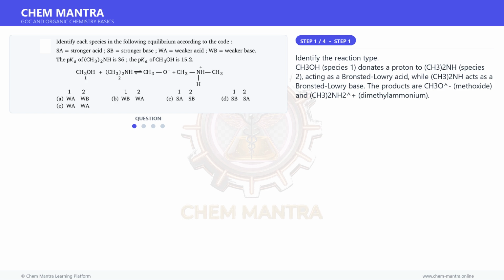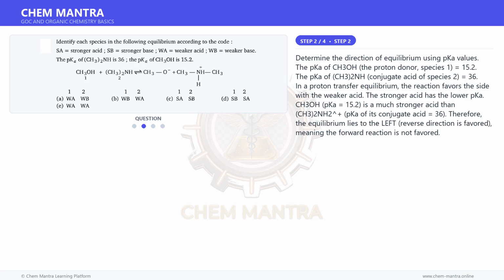Identify the reaction type. CH3OH, species 1, donates a proton to CH3NH-, species 2, acting as a Bronsted-Lowry acid, while CH3NH- acts as a Bronsted-Lowry base. The products are CH3O- methoxide and CH3NH2, plus dimethylammonium. Moving on to the next step.